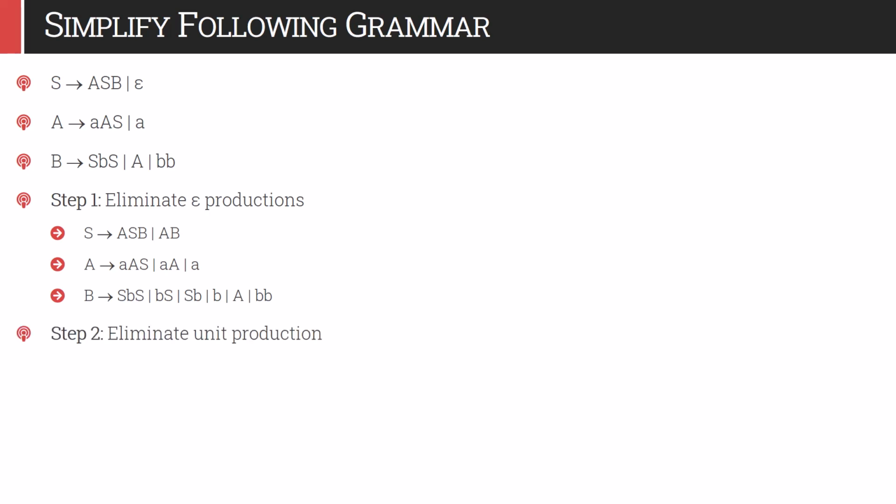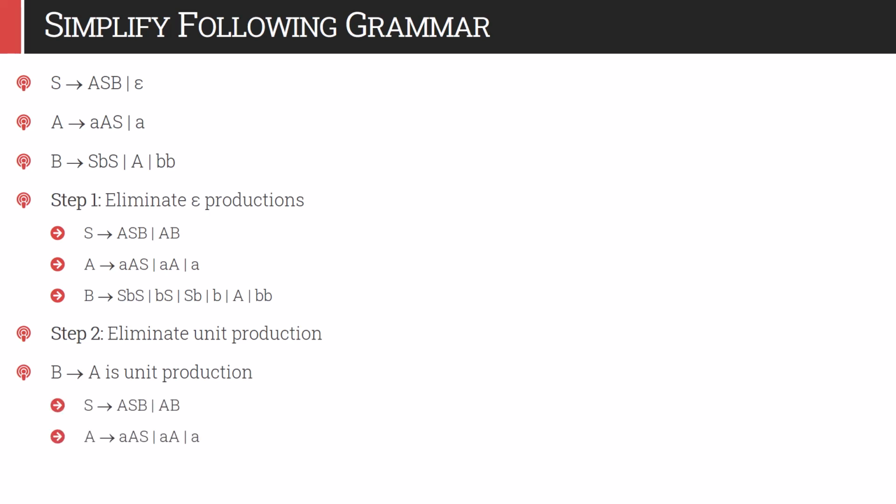In step 2, we have to eliminate unit productions. Do we have any unit production here? Do we have any production of the form A gives B? In the production of S, we do not have. For production A, we do not have. In the production of B, we have that: B gives A is there. To eliminate that unit production, we have to replace that capital A by all the original productions of capital A. So B gives A is the unit production.